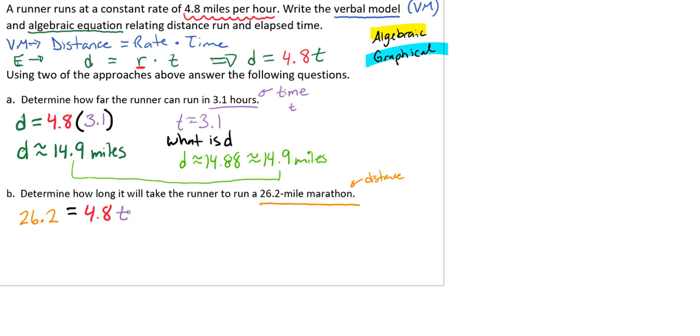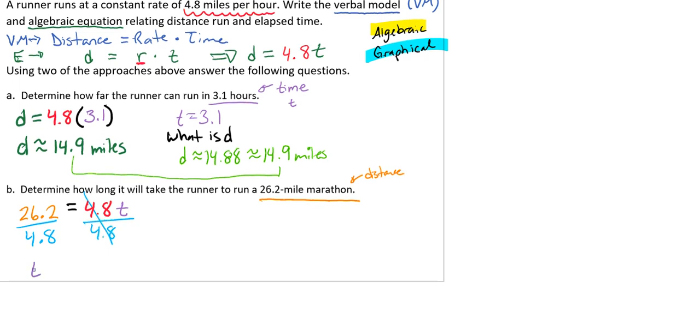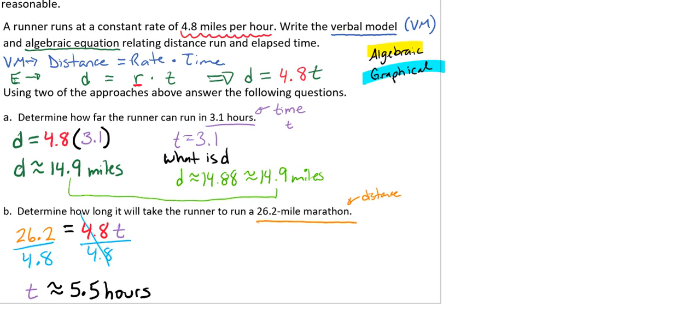So algebraically, what we're going to do here is divide both sides by 4.8. When we plug that into our calculator, we're going to get a time that is approximately 5.5 hours. Okay, 5.5 hours. So now we're going to do this graphically.